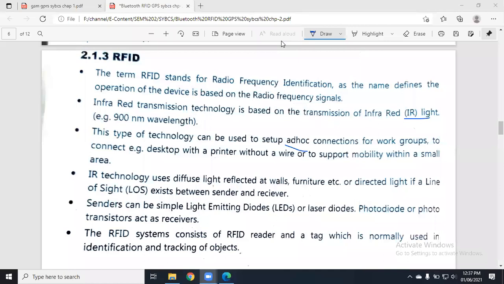IR technology uses diffuse light reflected at walls, furniture, etc., or direct light of a line of sight. Line of sight means you can see up to a particular distance. If there is a wall in between, you cannot see what is behind. If there is an object in between, you cannot see what is beyond that object or beyond that wall, right? But if there is nothing, the distance up to which you can see is called the line of sight. Suppose this is you, everyone just imagine this is you, you are able to see till this point without any interference.